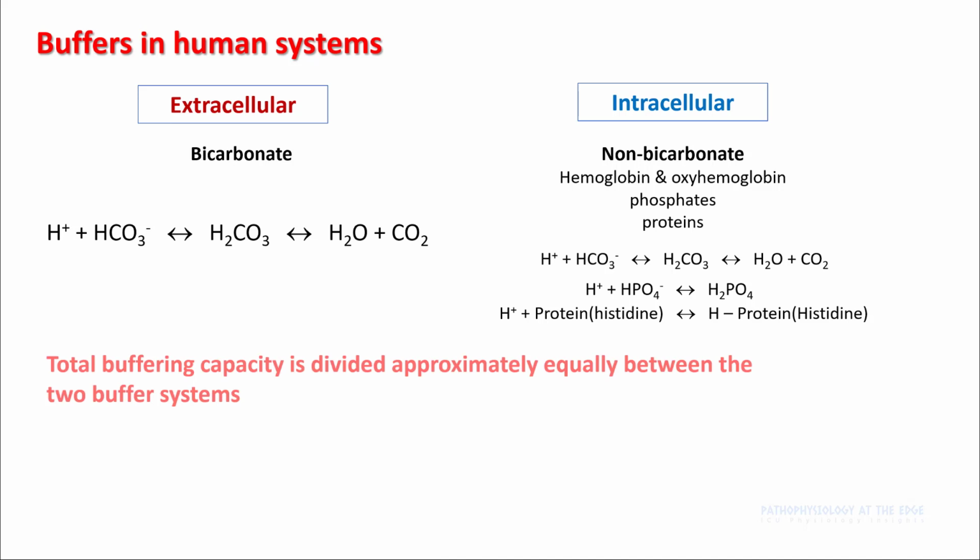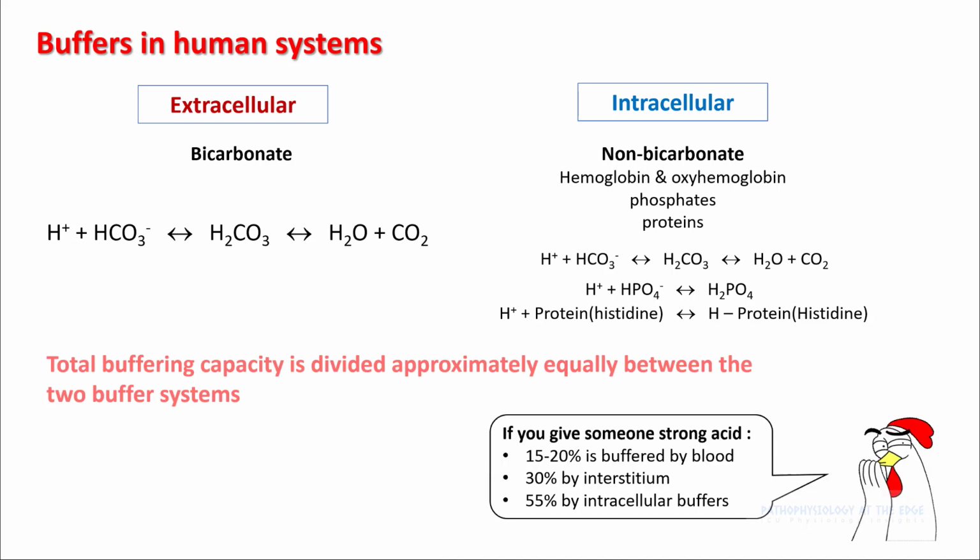Total buffering capacity is divided approximately equally between the two buffer systems. For example, if you give somebody a strong acid, 15 to 20% is buffered by the blood, 30% by interstitium, and 55% by intracellular buffers.